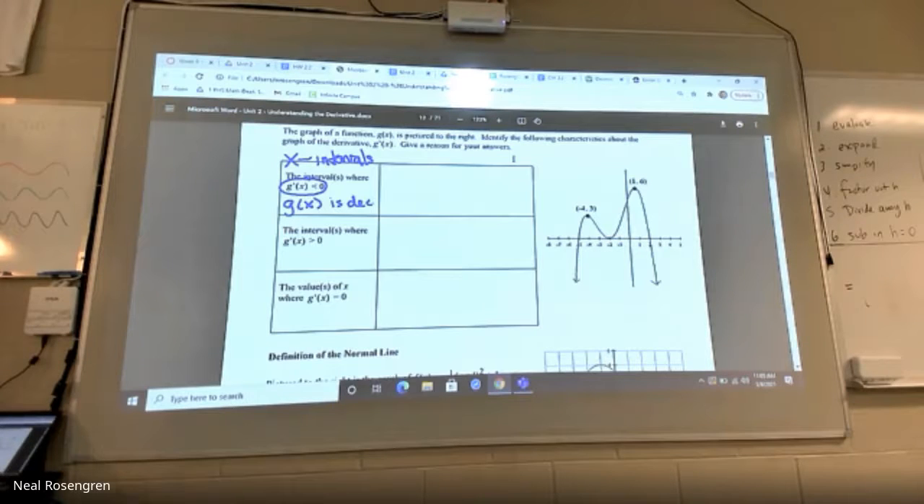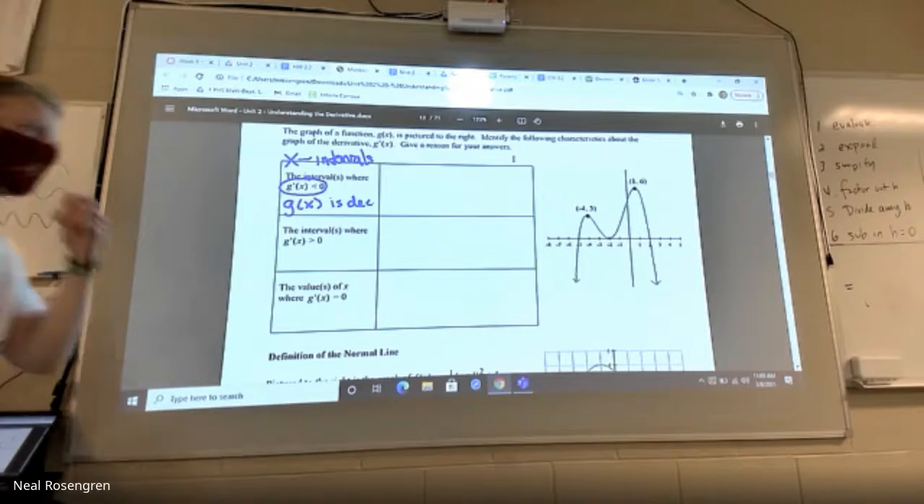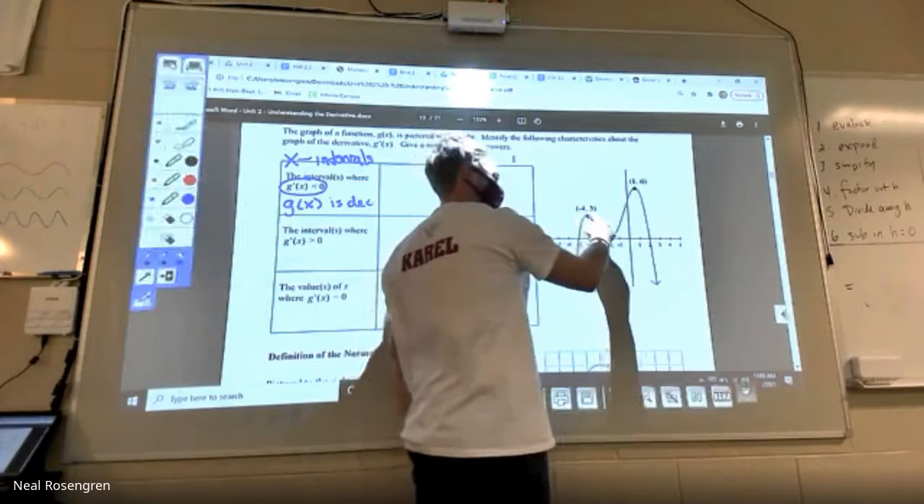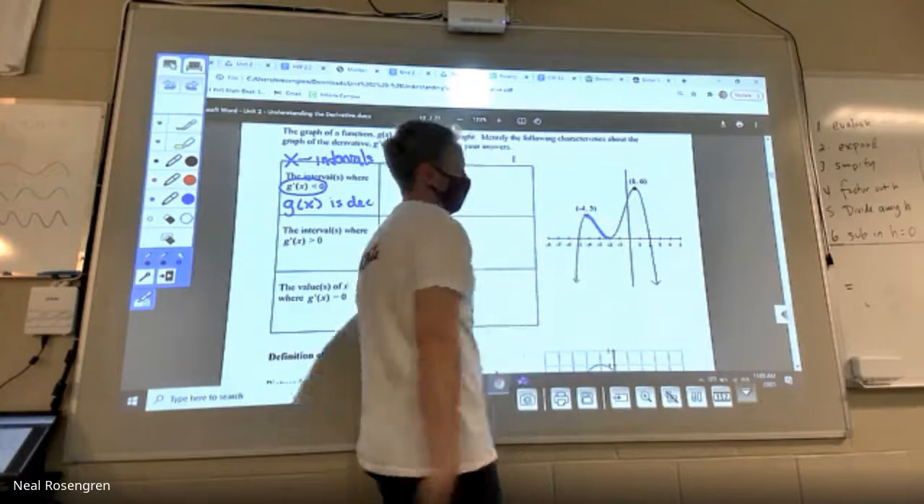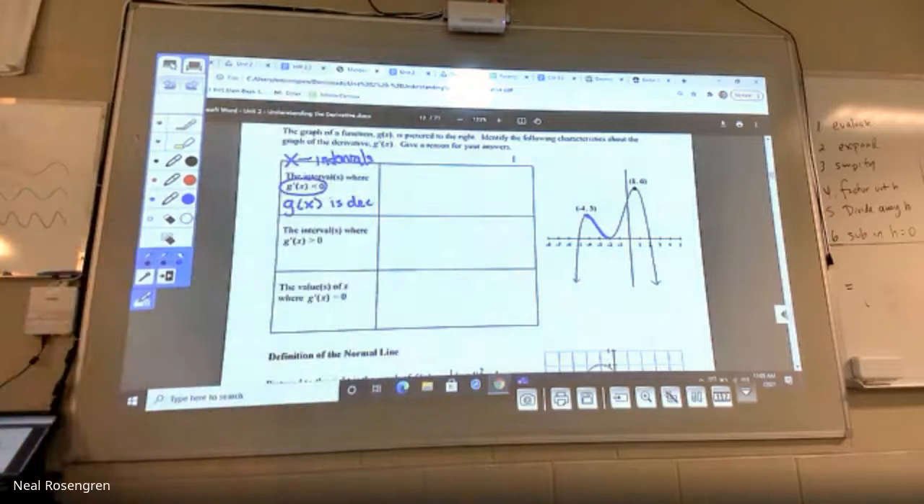Really, I'm walking down the hill, right? I let go of the ball and it rolls down it. Whatever you want to think about, this section right here, that is the section where, as I read it from left to right, my eye gaze goes down as I move along the function.